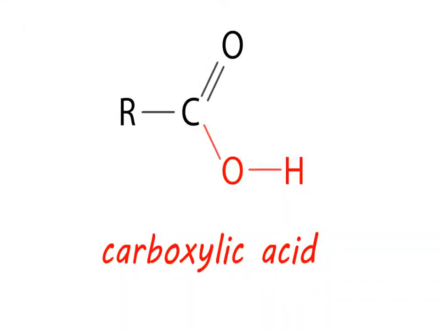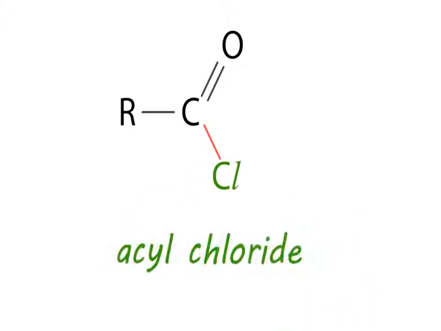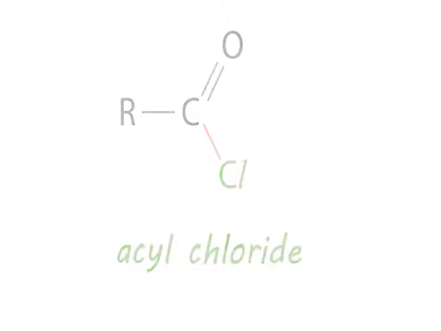When a hydroxyl group of a carboxylic acid has been replaced with a chlorine atom, the resulting molecule is known as an acyl chloride. Acyl chlorides undergo similar reactions to carboxylic acids, but are more reactive since the chlorine makes a better leaving group than the hydroxyl group.